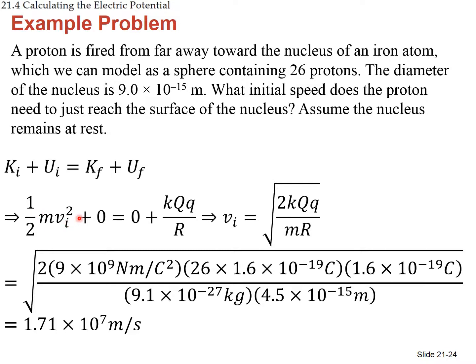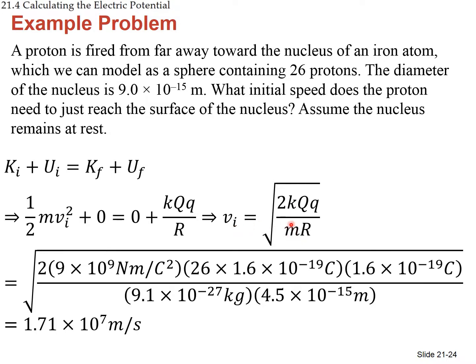Well, we can set up the equations of conservation of energy, and we have the initial kinetic energy. Far away means that the initial potential energy is zero, and the final kinetic energy is going to be zero, because it's going to be exactly touching when it turns around, and the final potential energy is going to be just the product of the potential times the charge. So from here we can solve for the initial velocity that the proton must have.